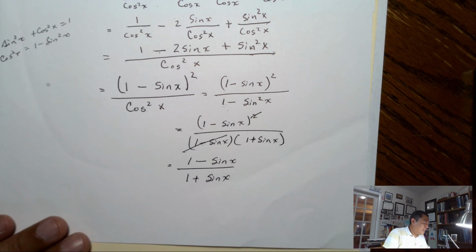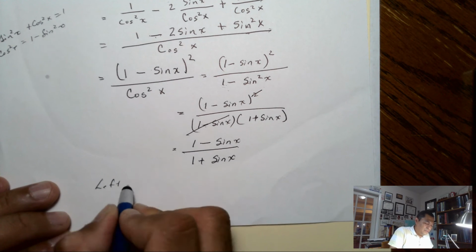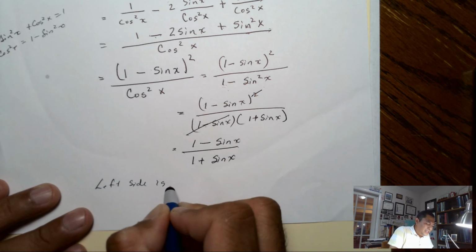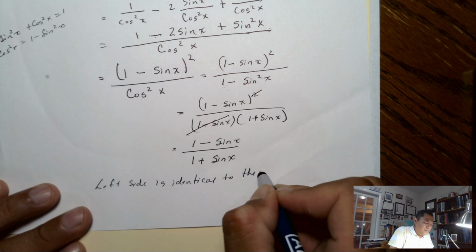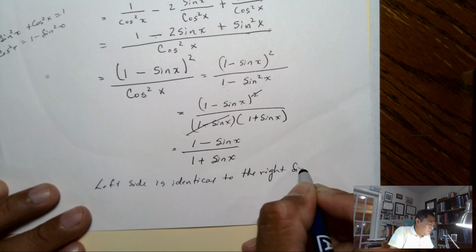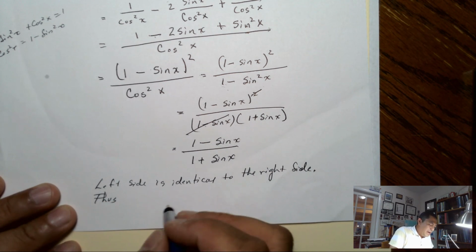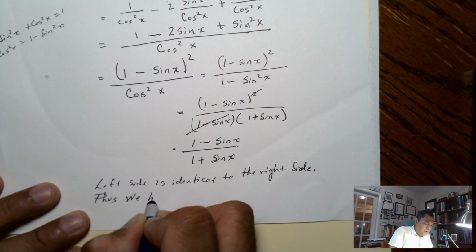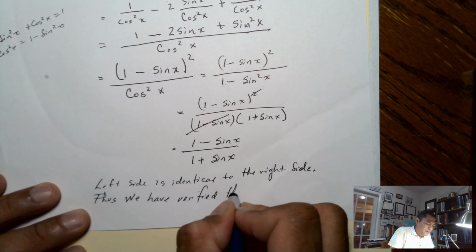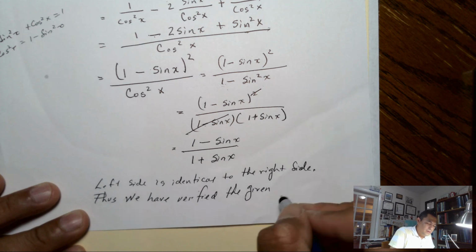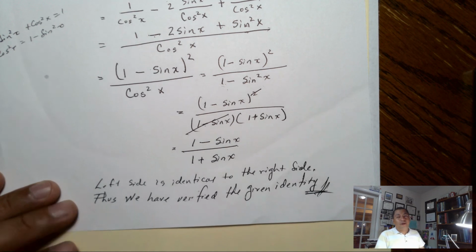I can say in this case that the left side is identical to the right side. Thus, we have verified the given identity. And we're done with the problem.